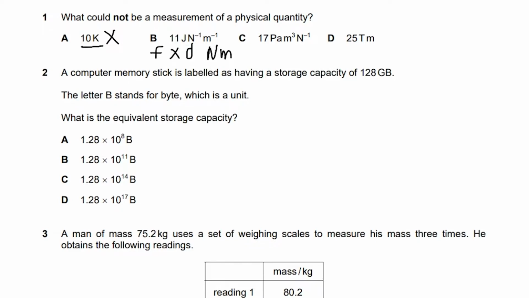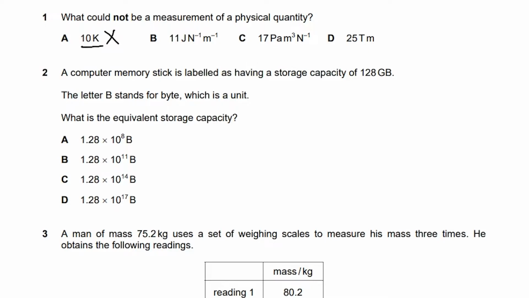So Newton meter will cancel N raised to the power minus 1 m raised to the power minus 1, and only 11 will remain. So option B has a numerical magnitude only, it does not have a unit. So B is not a physical quantity. B can be our answer. Let's check the other options as well.